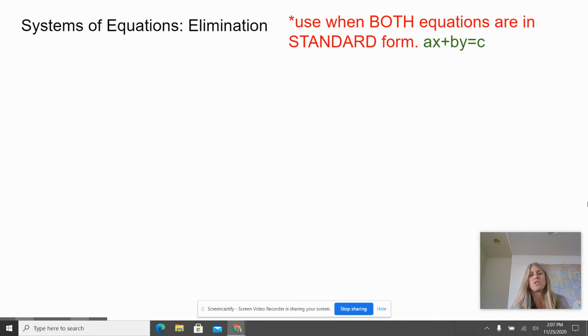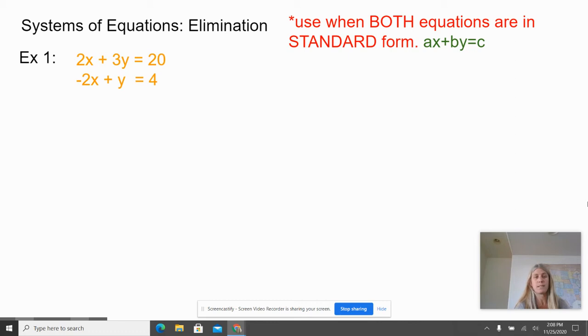So the best way to use elimination is when both equations are in standard form. Remember, standard form is when your x and your y are on one side of the equal sign and on the other side is a number. We used the substitution method when we had at least one of them in slope-intercept form, or at least a y equal or an x equal. For this one, it works best when both of them are in standard form.